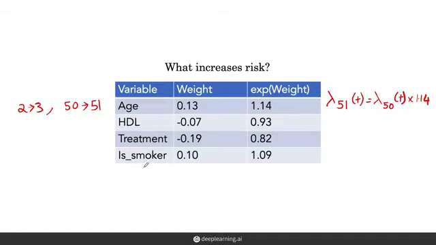Finally, we have a smoker, which, like we've seen before, has a positive weight associated with it, so it's increasing the risk by this factor amount.